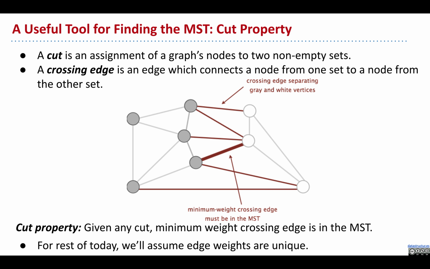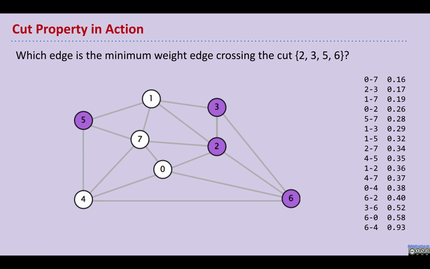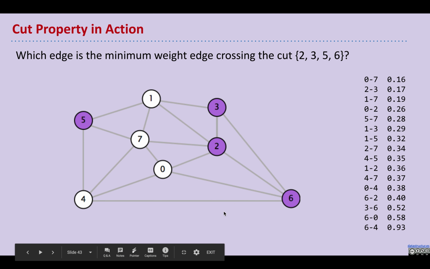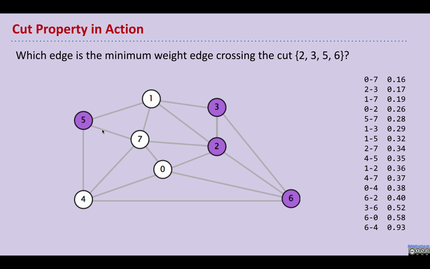Okay, so we'll go through an example here: cut property in action. We have another cut. This is the one that I was talking about before, with these white nodes and the purple ones. This is a valid cut, even though we can't really see one straight line. The cut is around this 5, and then we go around this way. So there is a cut that exists here. And which edge is the minimum? These are all the edges. Don't worry too much about how the numbers were generated, but figure out which edge is the minimum weight crossing edge across the cut.